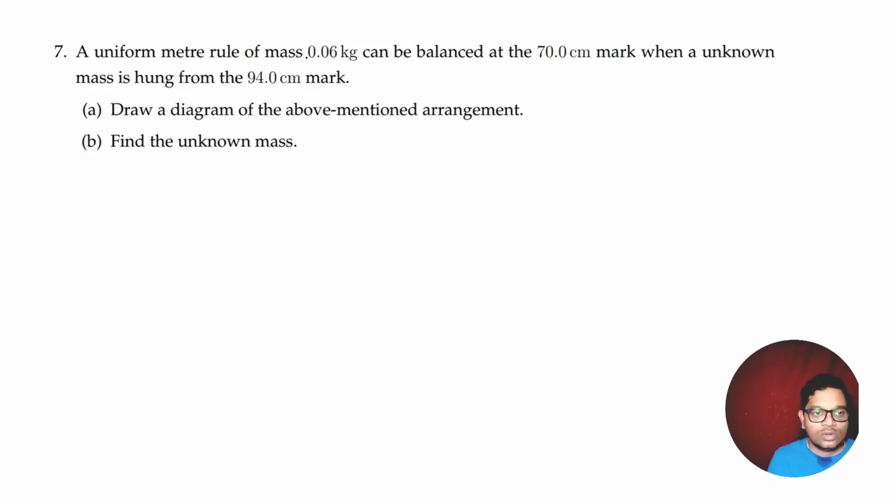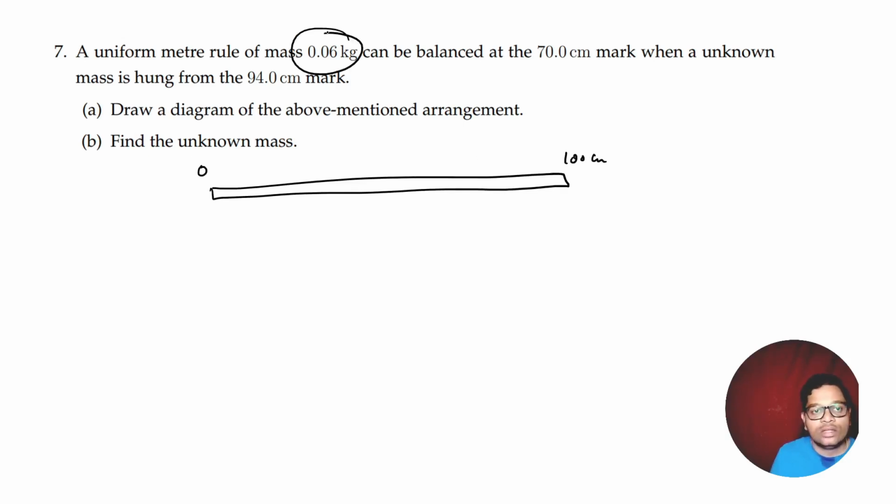The uniform meter rule of mass 0.06 kilograms is balanced at the 70 centimeter mark. So this is a uniform meter scale. This is 0, this is 100 centimeter. The mass is 0.06 kilograms, acting at 50. It is balanced at 70. And the unknown mass is hung at 94. So this is 94 and this is the unknown mass. Draw the diagram and find the unknown mass.